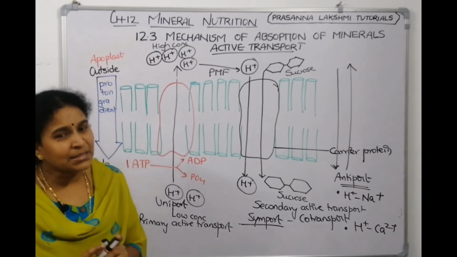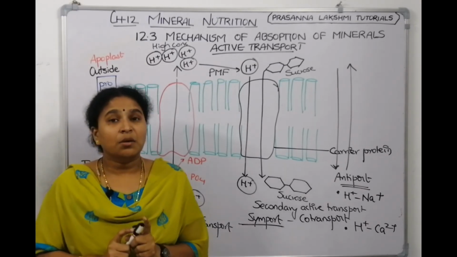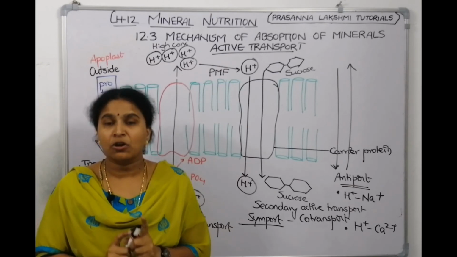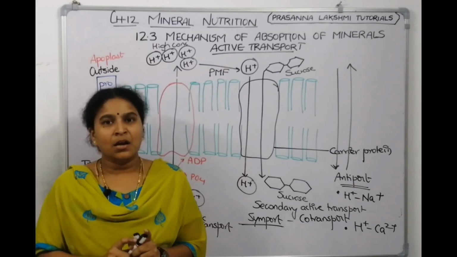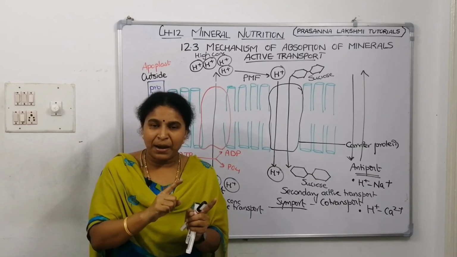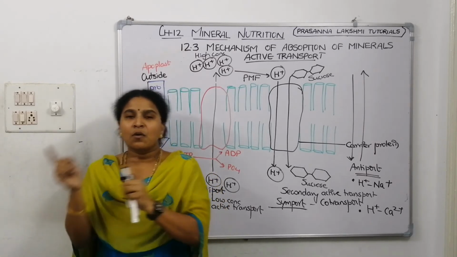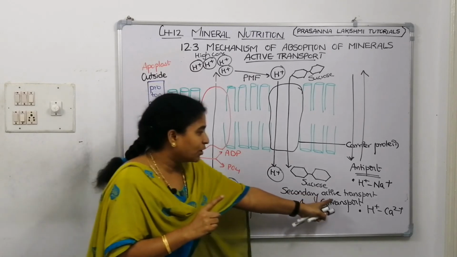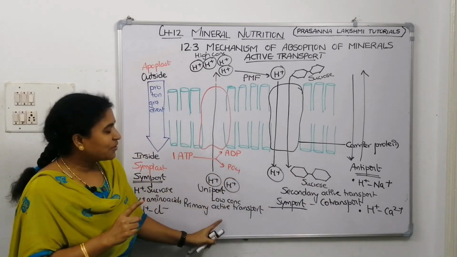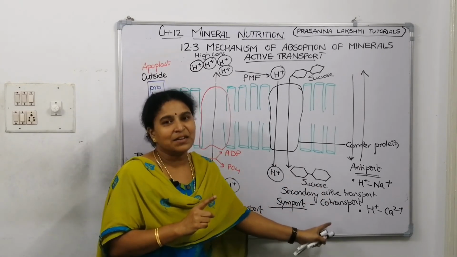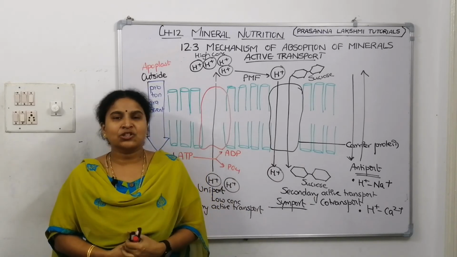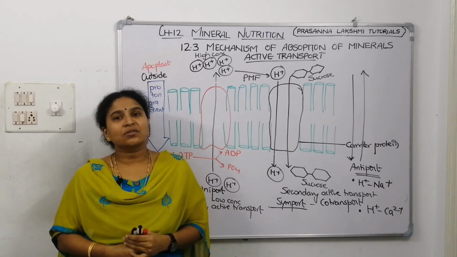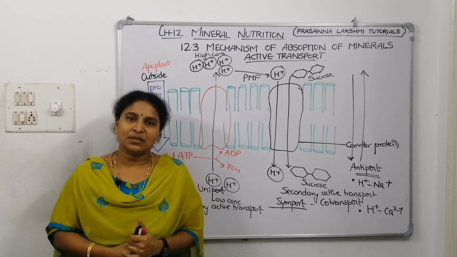I think with this lecture you understood the mechanism of absorption of elements by plants. What is symplast? What is passive transport? What is active transport? What is uniport? What is co-transport? What is primary active transport? What is secondary active transport? Now in the next lecture, we'll start nitrogen metabolism and the nitrogen cycle.